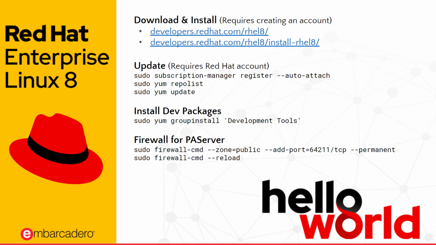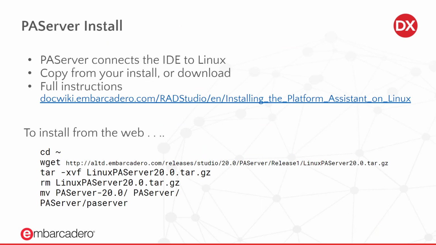Install the dev packages, and you also need to modify the firewall. Red Hat by default has the firewall on, where most Debian-based OSs have the firewall off. I'm sure there's exceptions to that, but that's been my experience and what I've read as well. So you turn off the firewall, or you open port 64211, which is the default port that PAServer uses. If you want to put PAServer on a different port, change the number.